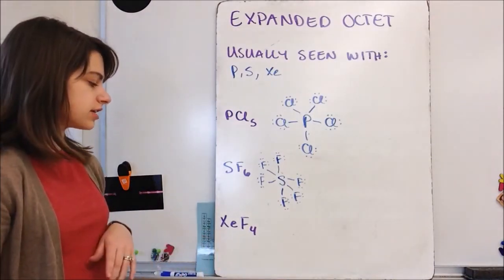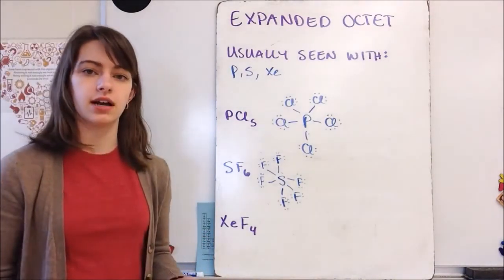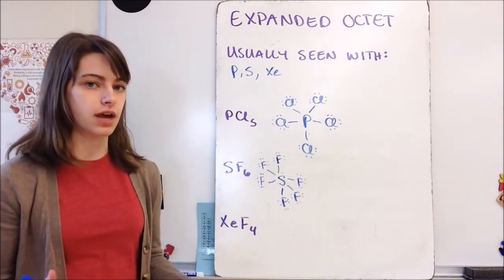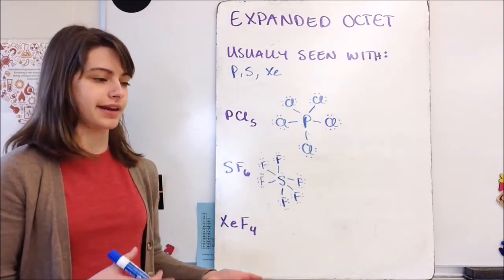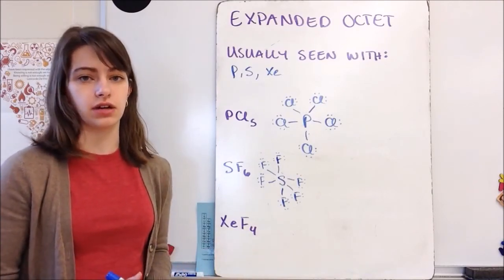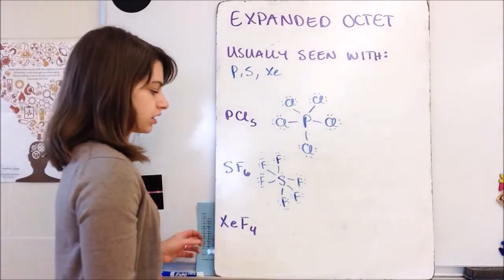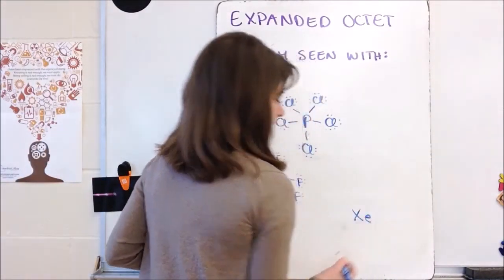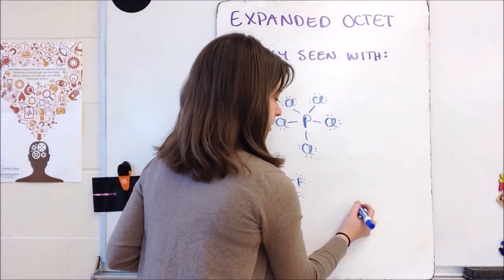And then finally, let's look at XeF4, so xenon and fluorine. So this looks like it might still be okay because it just has 4 things bonded, but xenon's a noble gas. Xenon already has 8 valence electrons. So let's look at what this might look like. So xenon's going to go in the middle, and it's going to have 8 valence electrons. So let's go ahead and draw those in.